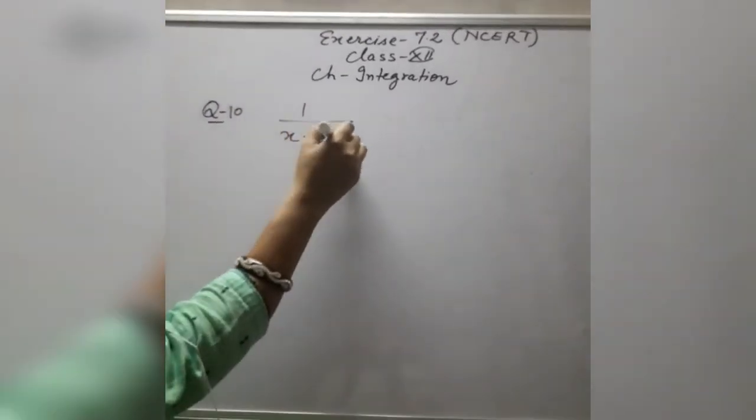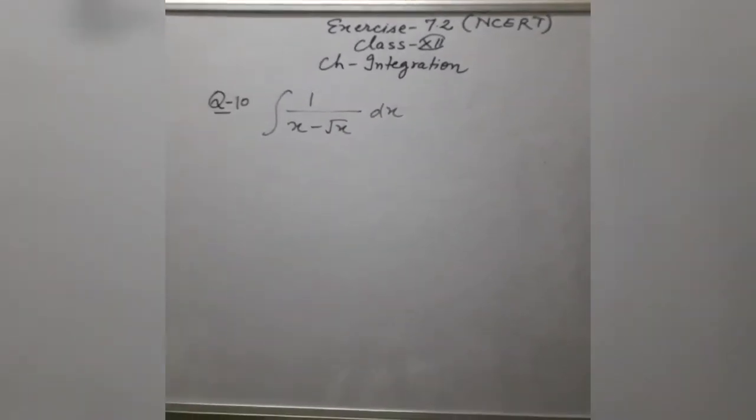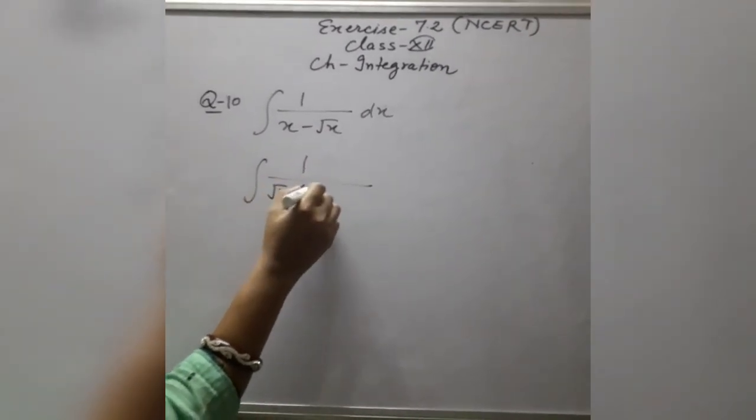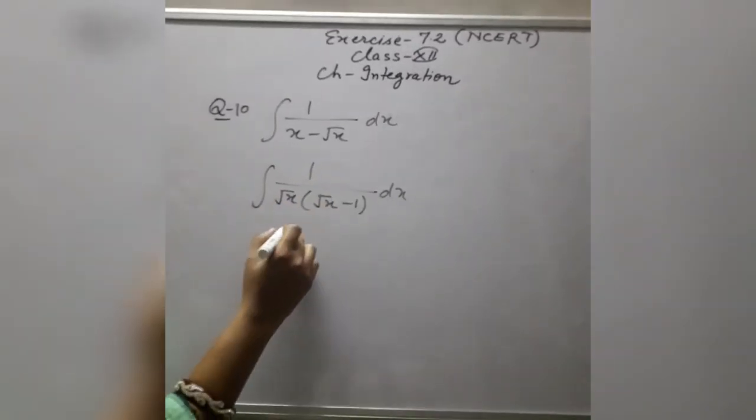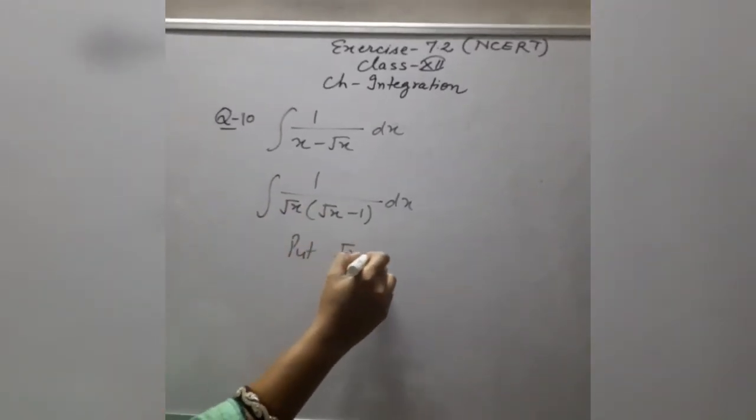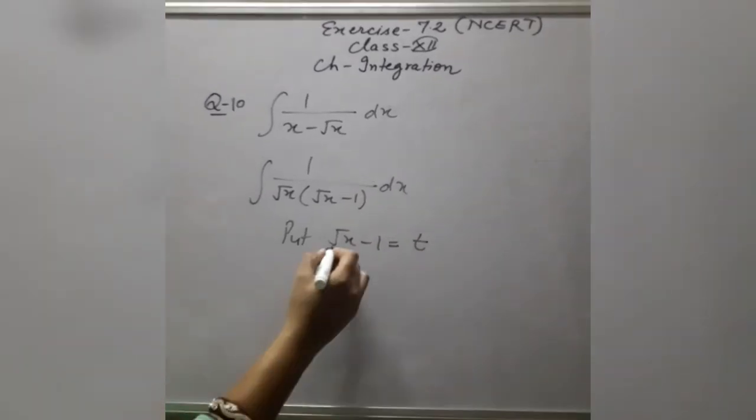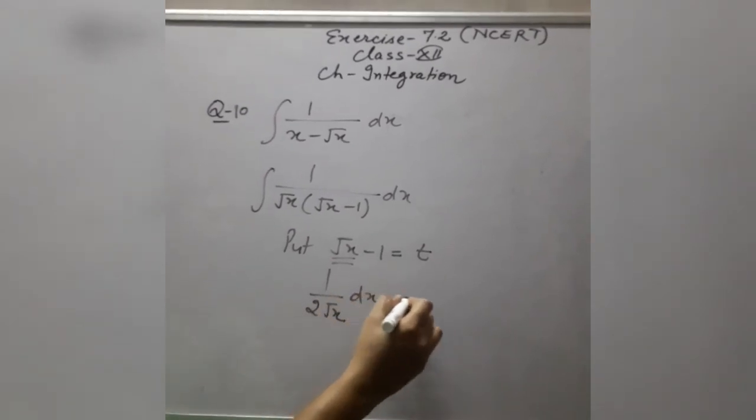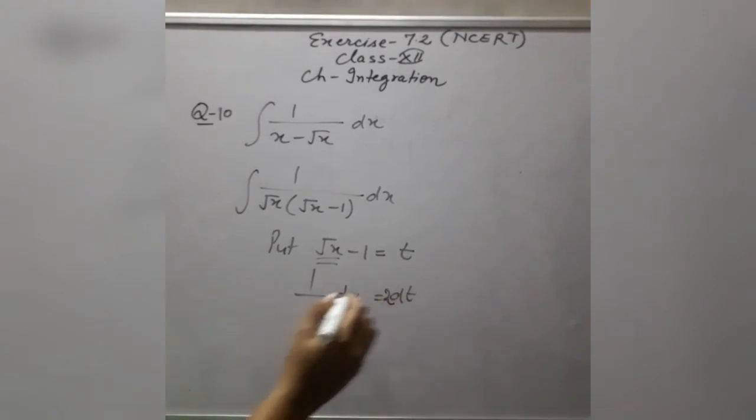1 by (root x minus root x). Integrate this function. In this function firstly you will take root x common from the denominator. After taking root x common it becomes like this. Now you will put root x minus 1 is equal to t. Differentiating both sides, derivative of root x is 1 by 2 root x into dx, this is equal to dt. You can shift this 2 on this side.